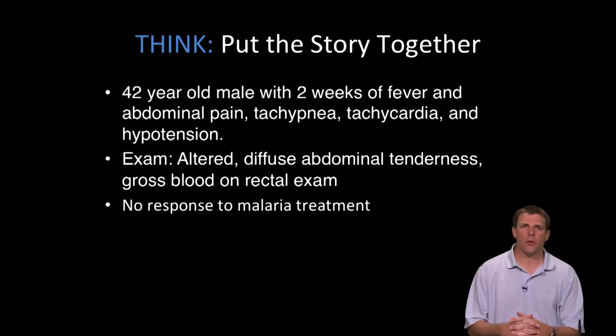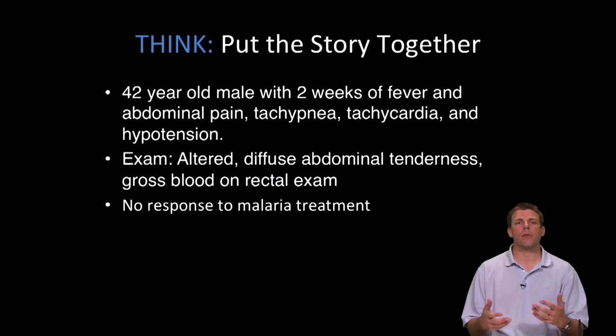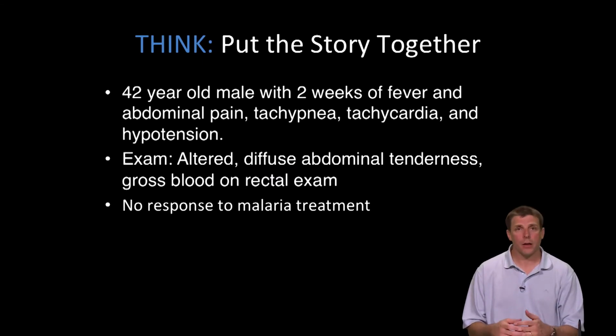We want to put the story together. So we have a 42-year-old male with 2 weeks of fever, recently returned from India. We've noted abdominal pain, tachypnea, tachycardia, and hypotension. We've also noted that they're confused. We've examined the patient and found they have diffuse abdominal tenderness and gross blood on the rectal exam. Another important historical point is that we've recently learned the patient was recently on a course of quinine to treat malaria. It does not seem like that has worked or resulted in an improvement in the patient's fever.